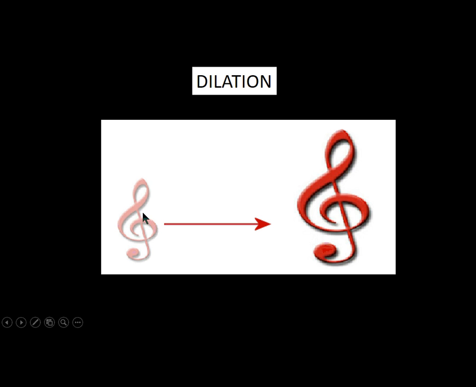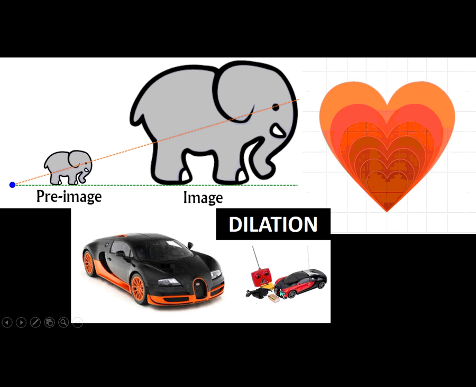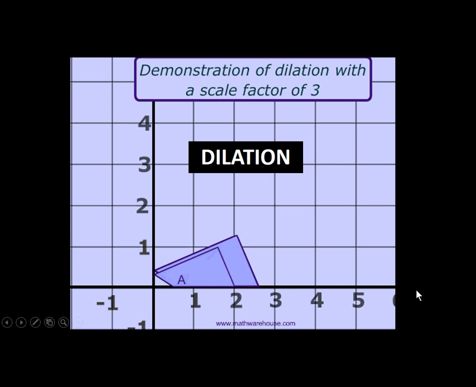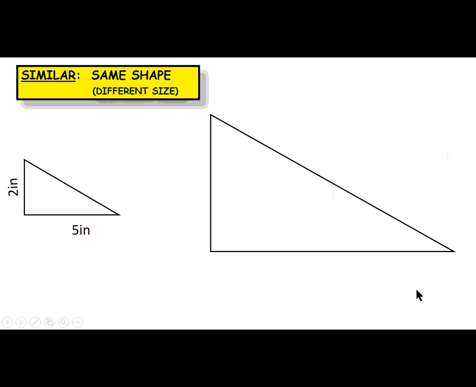We talked about dilations with a whole bunch of things. You take a small thing and make it big, or take a big thing and make it small. We don't need to go through that. But the end result is we end up with two objects or two shapes that are the same shape, but different sizes. We did this a whole bunch of different ways first semester.